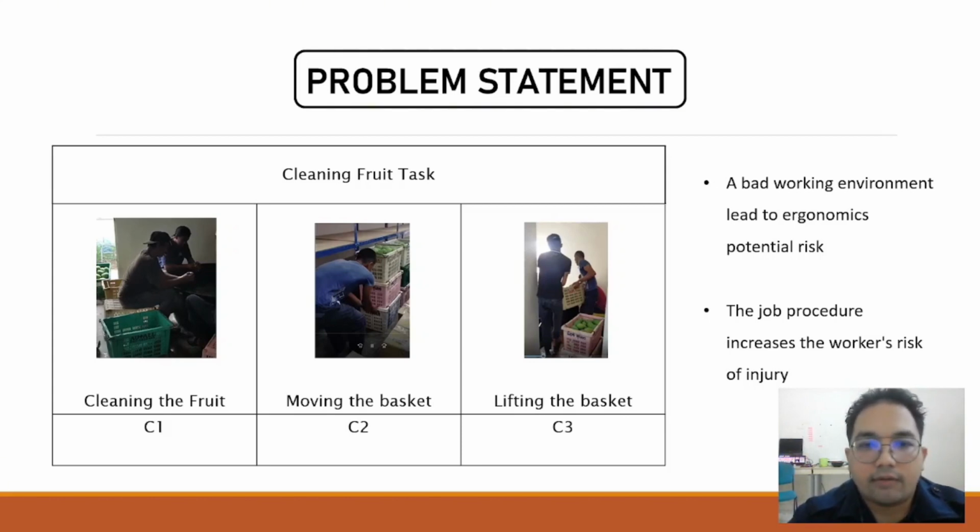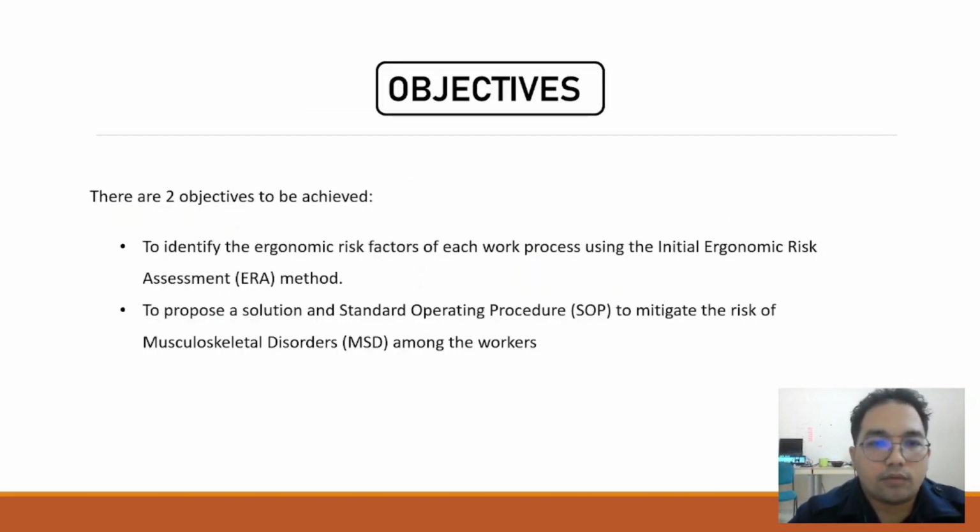As you can see, we chose this task because it has a bad working environment that may lead to ergonomic potential risk, and also the job procedure increases the workers' risk of injury. So our objective is to identify the ergonomic risk factor of each work process using an ergonomic risk assessment method, and also to propose a solution and an SOP to mitigate the risk of MSD among the workers.